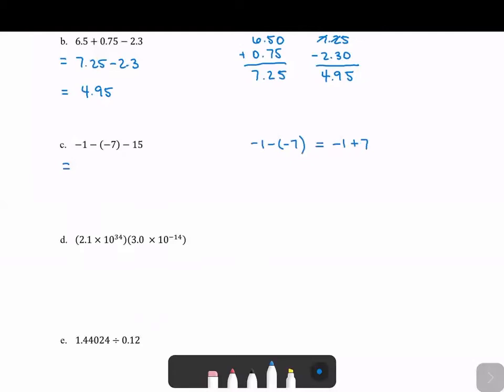So you can go ahead and write it like this. You can use a number line, you can do anything, but I would recommend checking your work to make sure that you get the correct answer for this. So this is -1 plus 7, so this is 6. And then we subtract 15. Again, you can do this however you'd like, but this is going to be -9.